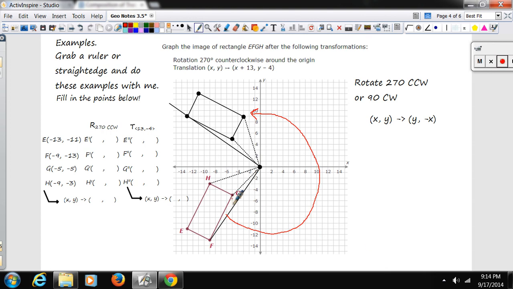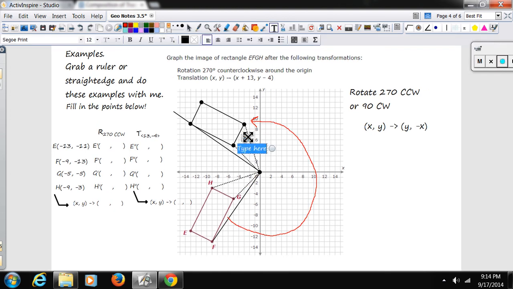So that was each point. This G became right here, so this would be G prime. Now you can see this is a 90-degree angle, but it's really a 270-degree angle the other way. It's a reflex angle of 270. And then H, my 90-degree angle, which is actually a 270-degree the other way, would be right here, H prime. And then from E we would go to E prime, and from F I would go to F prime.